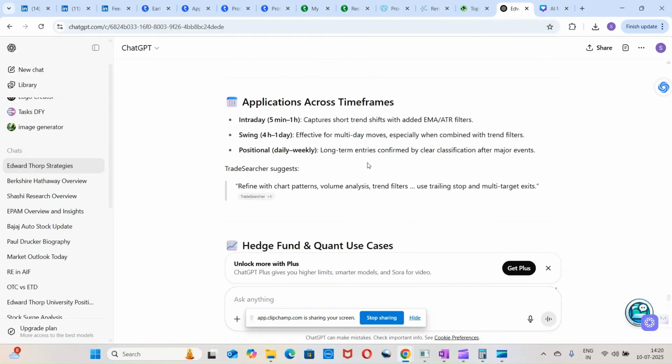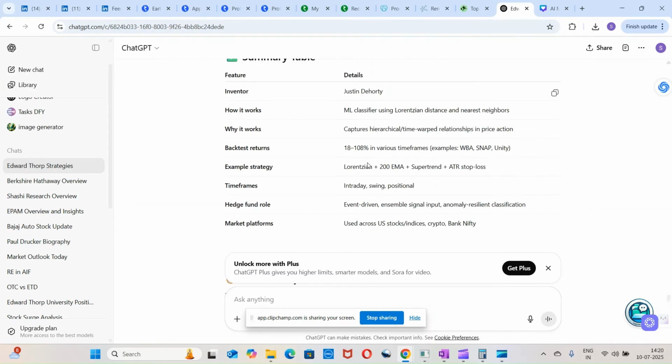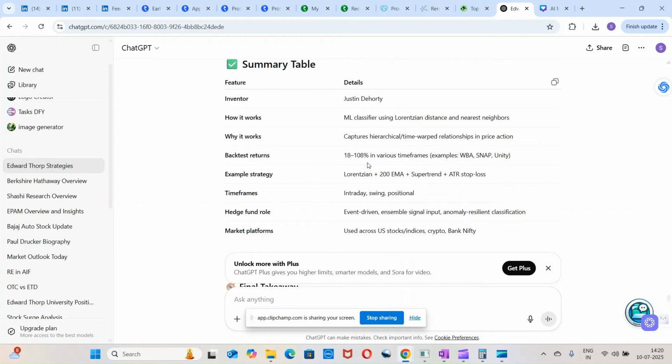The only thing is, you need to use some filters like chart patterns, volumes, and trend filters. So, summarizing this: the inventor is Justin Doherty. It's an ML classifier using Lorentzian distance and nearest neighbors. It captures time warp relationships in price action. Backtest results show 18 to 108% in various time frames on companies like WBA, Snap, and Unity.